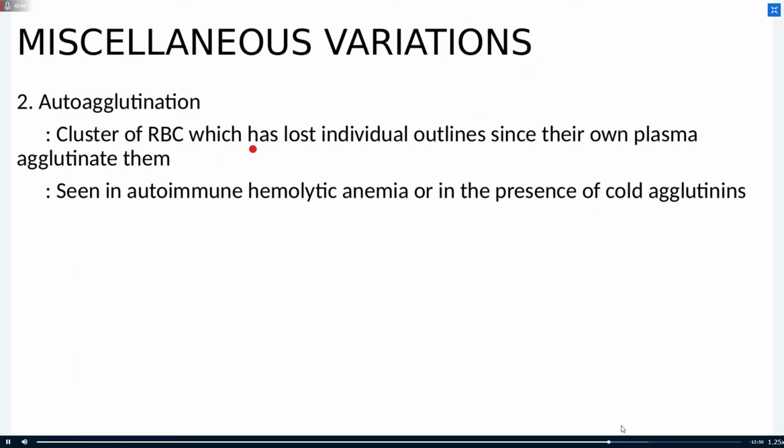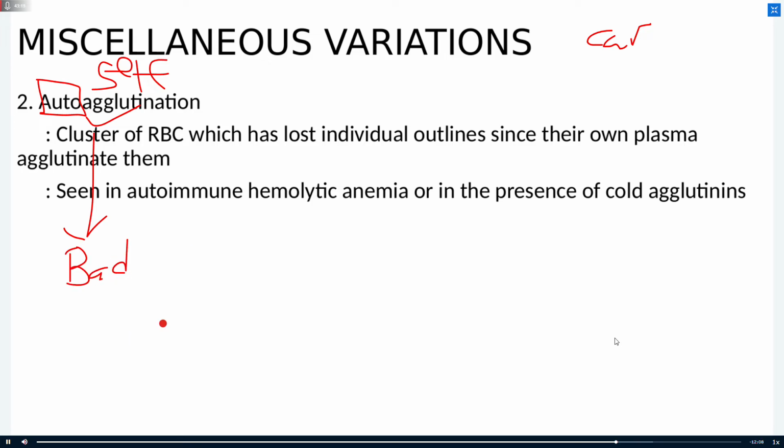Okay, another one would be your autoagglutination. So cluster of RBC which has lost individual outlines since their own plasma agglutinates them. So sabi dito, class, nag-auto-agglutinate. So what does auto mean? Car, sir, car. Anong meaning ng auto? So question, is it possible to have self-agglutination? Is it good or is it bad? Bad. Bakit, Ms. Torres? Bakit siya bad? What happens?